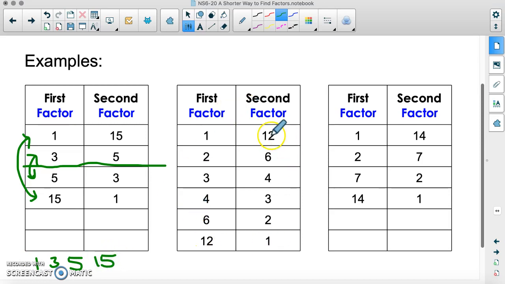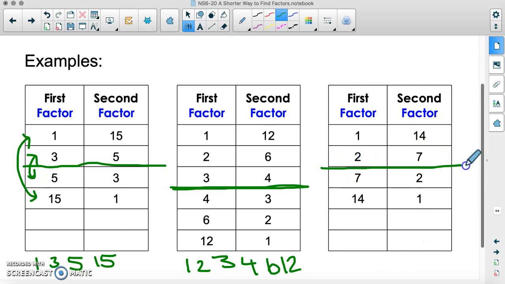If I look here, we're trying to find all the factors of 12. So if I draw my line in the middle, the chart just flips around. So I can see that the factors of 12 are 1, 2, 3, 4, 6, and 12. Again, not listing any numbers twice. Then in this third chart, we have found the factors of 14. So again, here's the line where the chart flips. I know the factors of 14 are 1, 2, 7, and 14 itself.